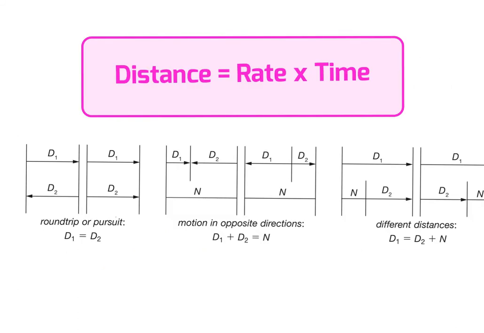So we have distance, rate, and time. Remember, distance equals your rate times your time. All right, if I'm going 60 miles an hour for 2 hours, my distance is 120 miles, right? Distance equals how fast I'm going, how long I'm going that fast.